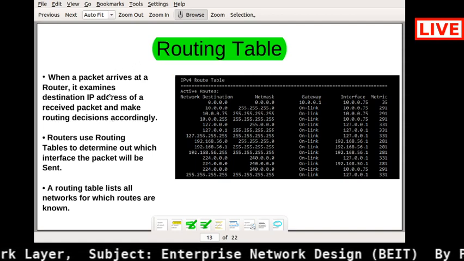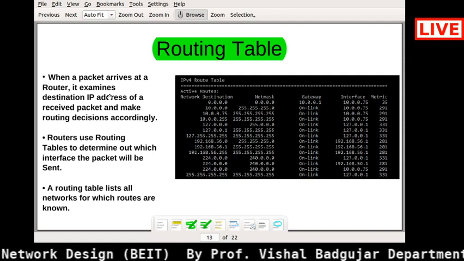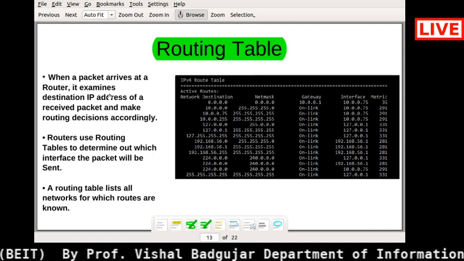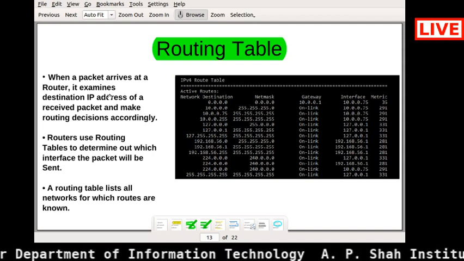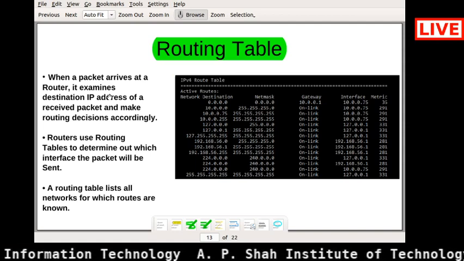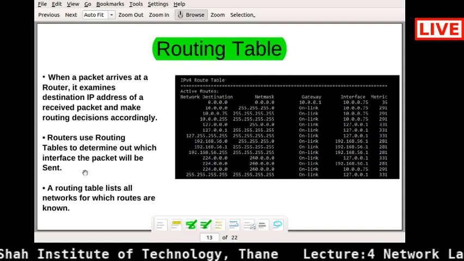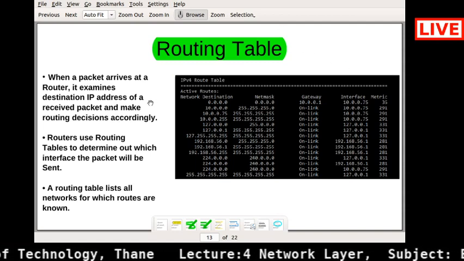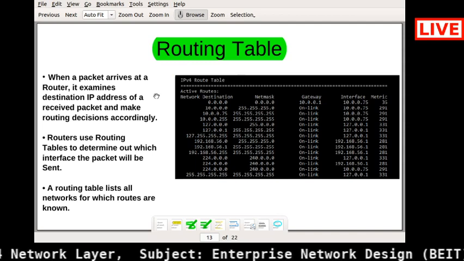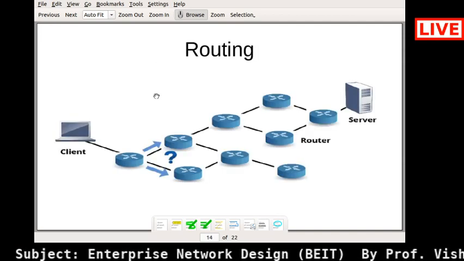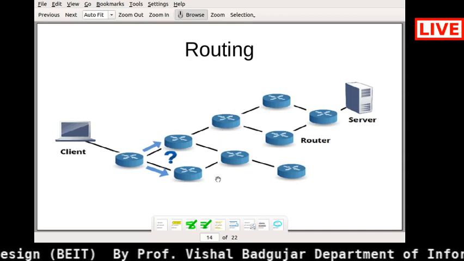Whenever a packet is transferred from one network to another with the help of the router, the router can update its routing information: the source IP address of that packet, the destination IP address, through which gateway it can transfer, and the net mask of those IP addresses. All this information you will find in your routing table. So the routing table is very important with respect to our router.